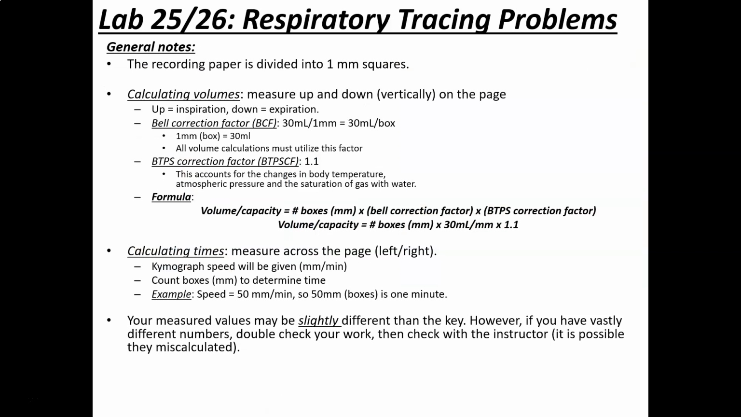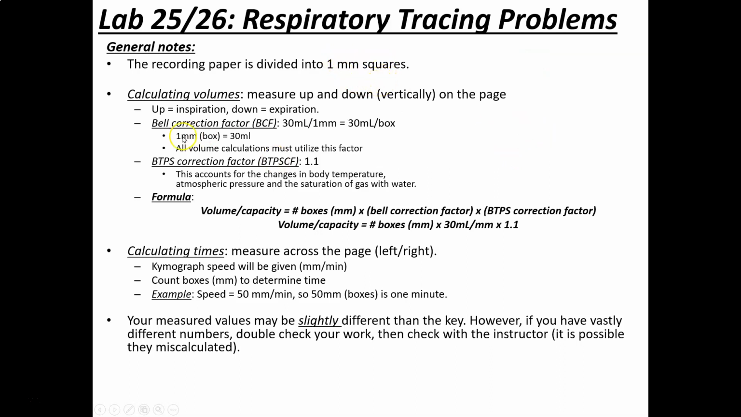A couple general notes and rules, and we'll look at the tracing in a minute. The recording paper is typically divided into 1 millimeter squares. The one we use in lab is 1 millimeter squares. So that's going to become important. We can calculate volumes or capacities if we want, and we measure up and down on the page. So you go up and down, right? And in order to do that, you measure the squares, but we don't breathe 32 squares or whatever.